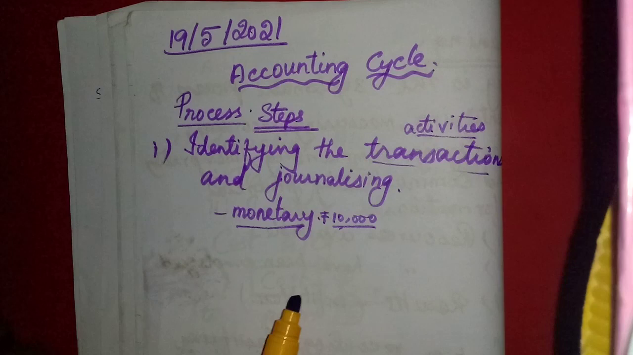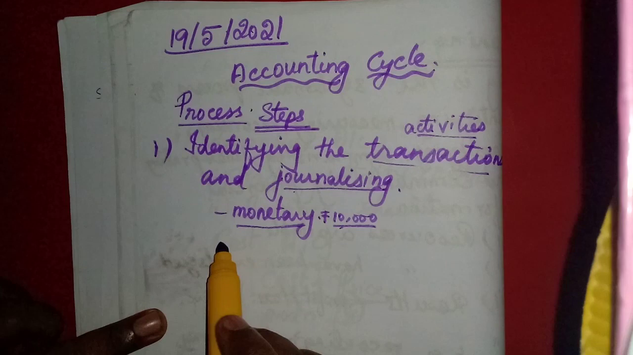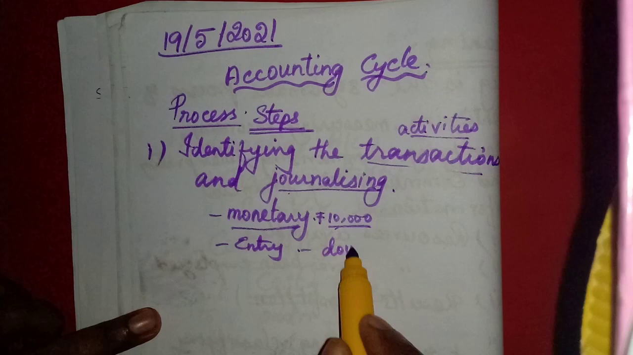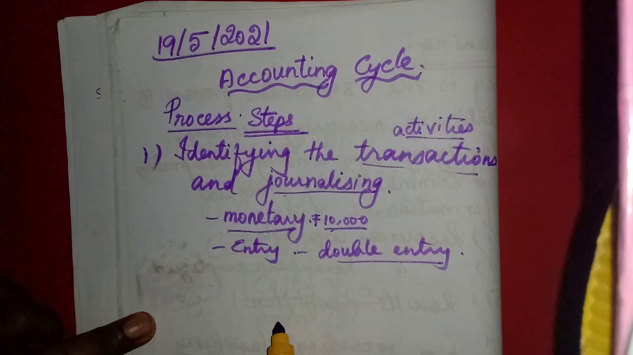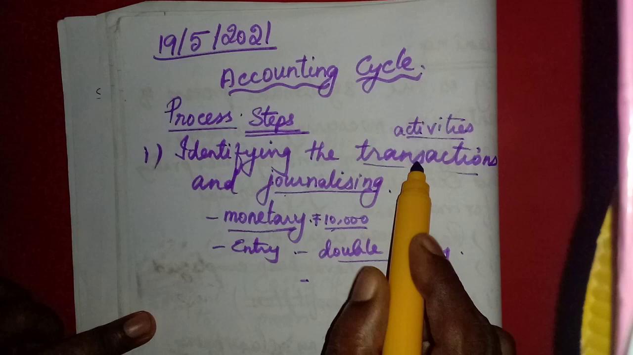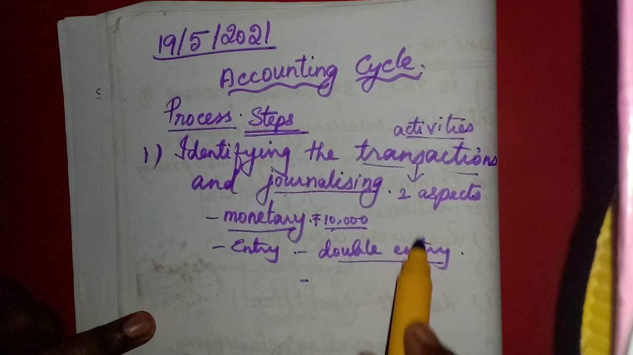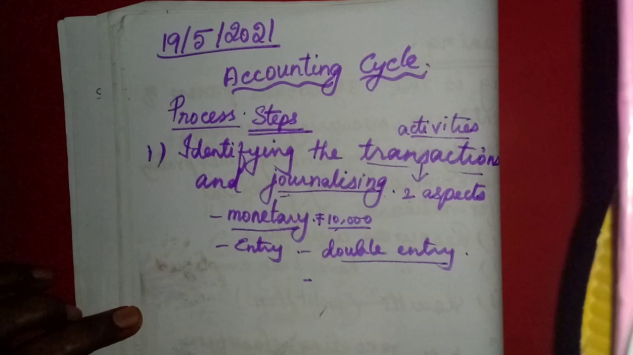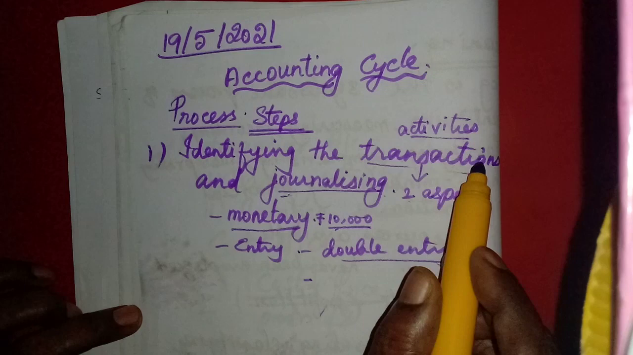Then they will journalize. Journalizing means journal entry. We are going to learn that in that lesson only. The double entry system that Luca Pacioli introduced, no? Double entry system means for each transaction there will be two aspects. You are going to learn all these things in the third lesson. One will be debited, the other will be credited. That is called journalizing, preparing journal entries for the transaction.